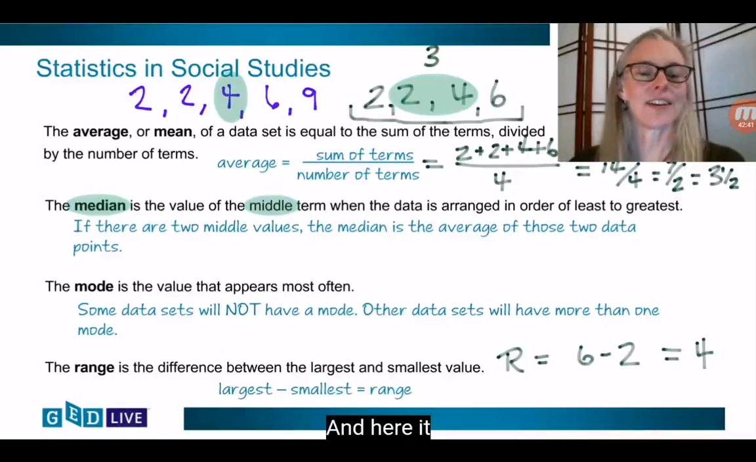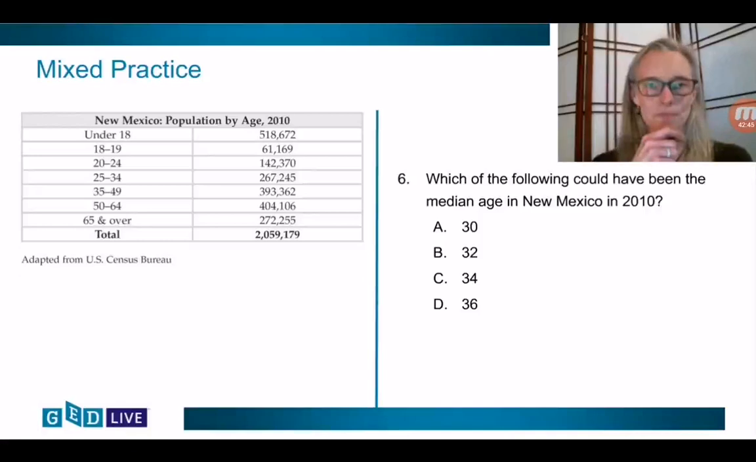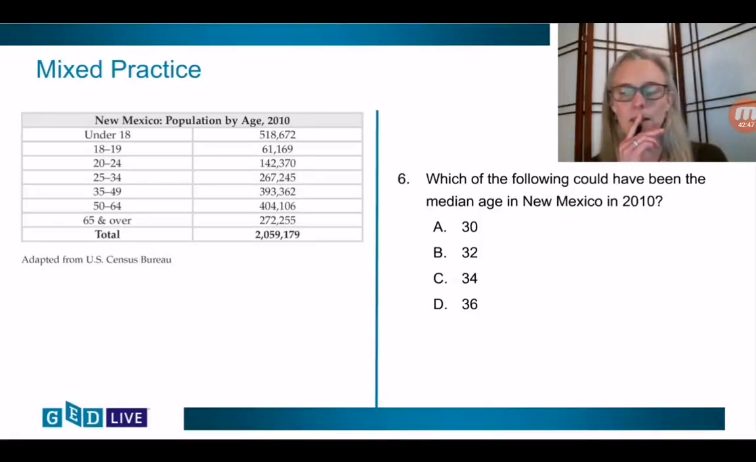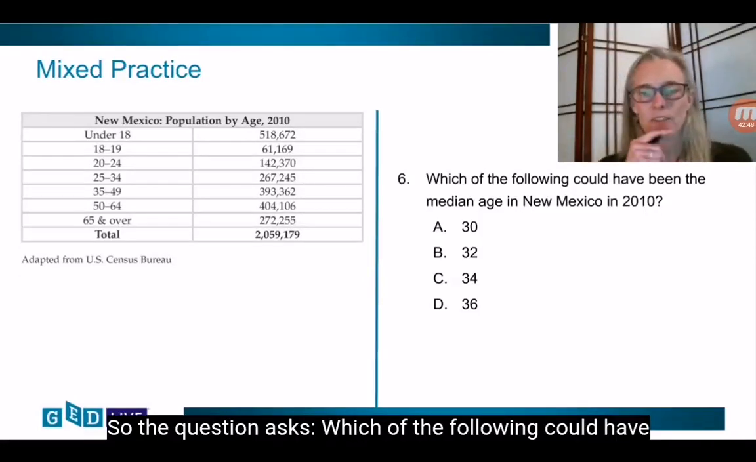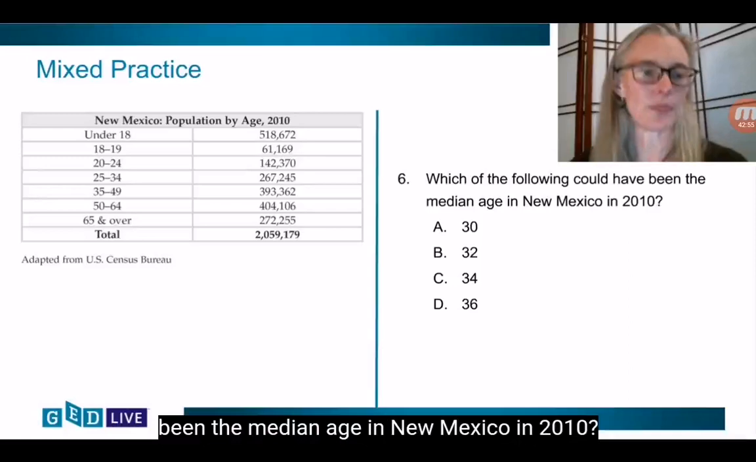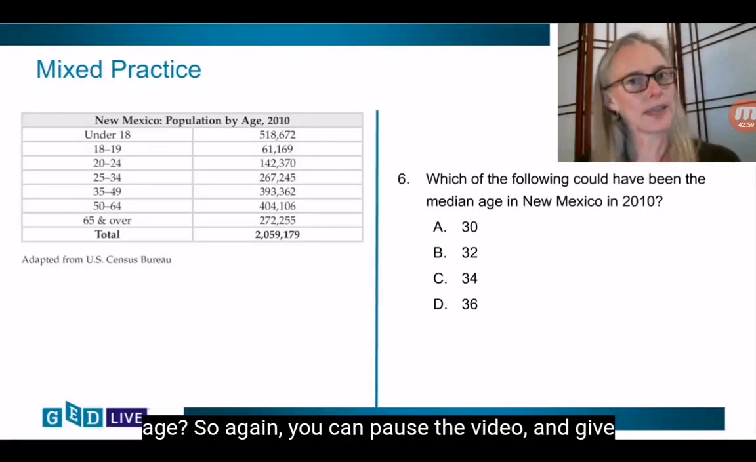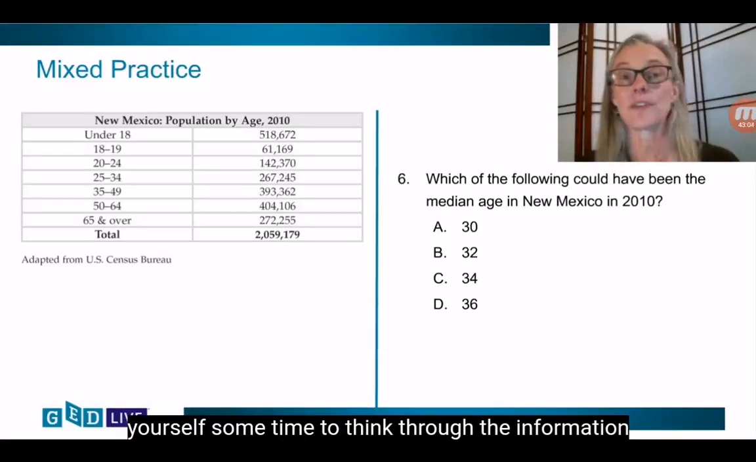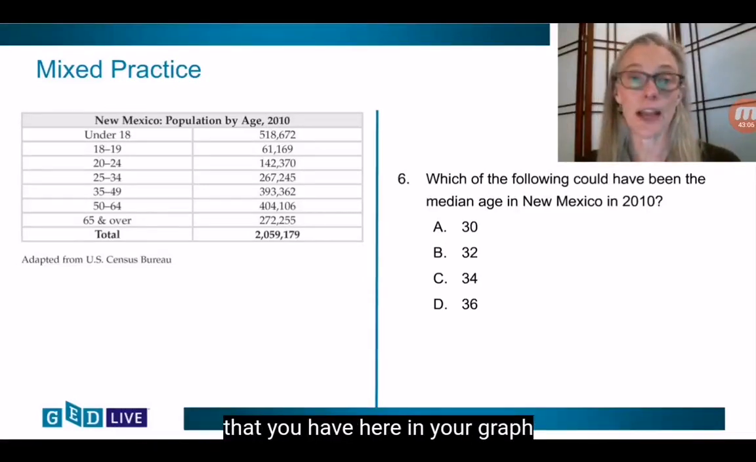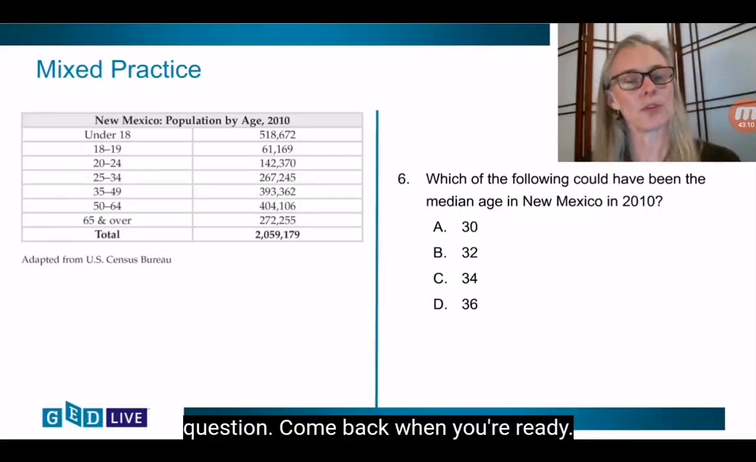And here it is. The question asks, which of the following could have been the median age in New Mexico in 2010? Which of the following could have been the median age? So again, you can pause the video and give yourself some time to think through the information that you have here in your graph and how you can use it to answer this question. Come back when you're ready.